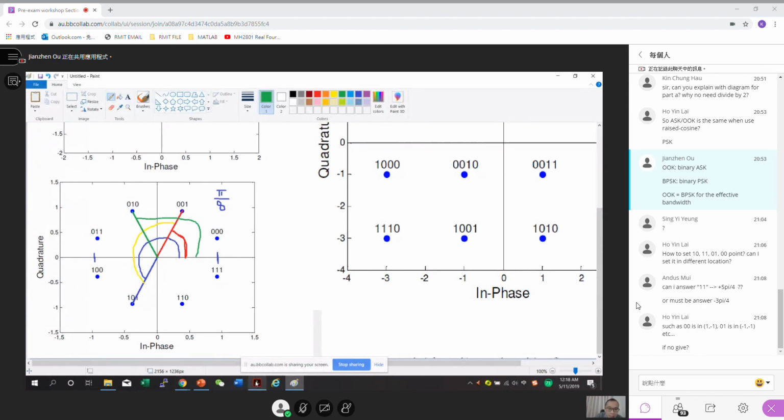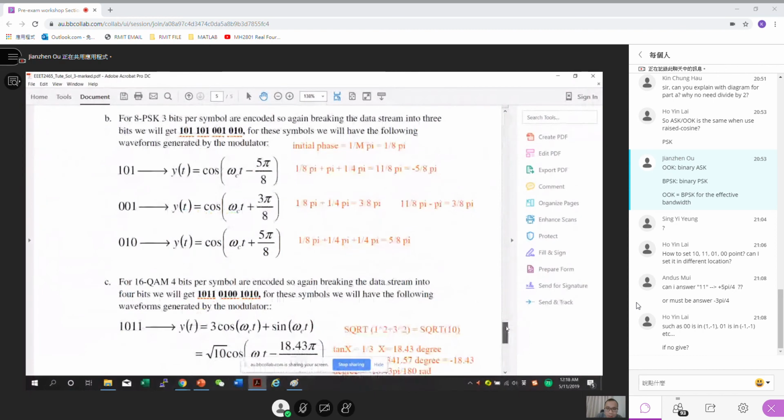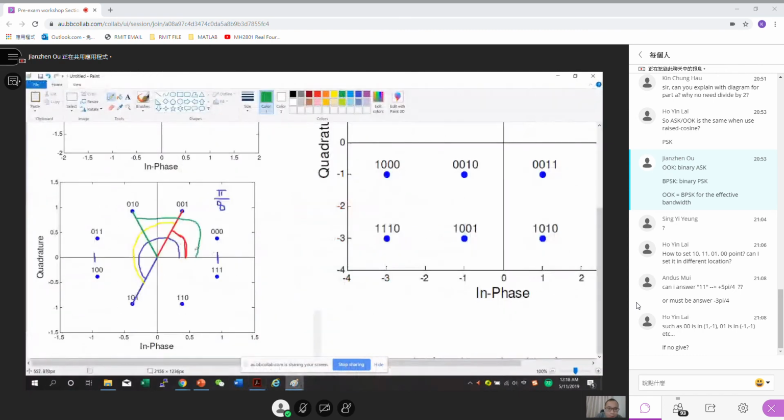So my approach is, I just need to add. What I can do is get this one. Oh, sorry, 000, and add pi over 4. Actually, it is the angle at 001 plus pi over 4, and so getting the angle for 010.